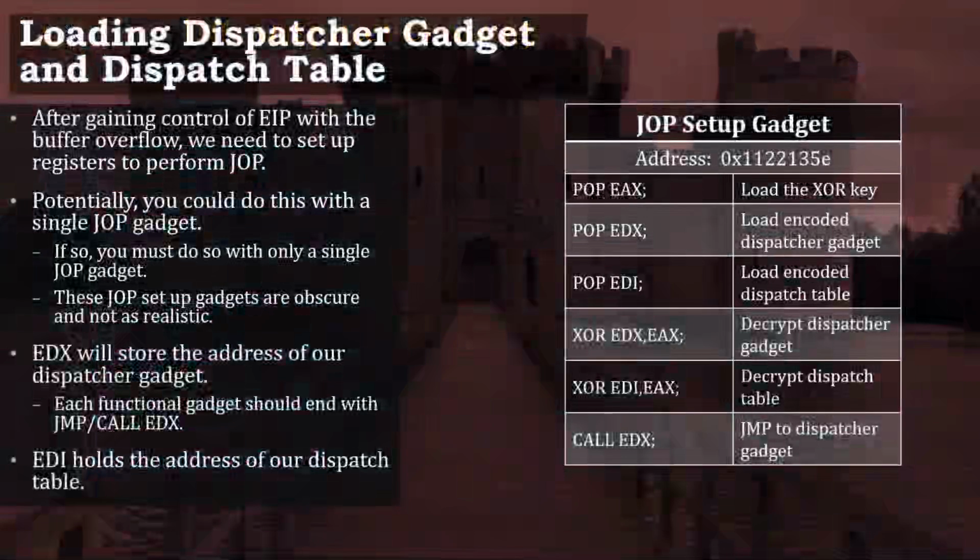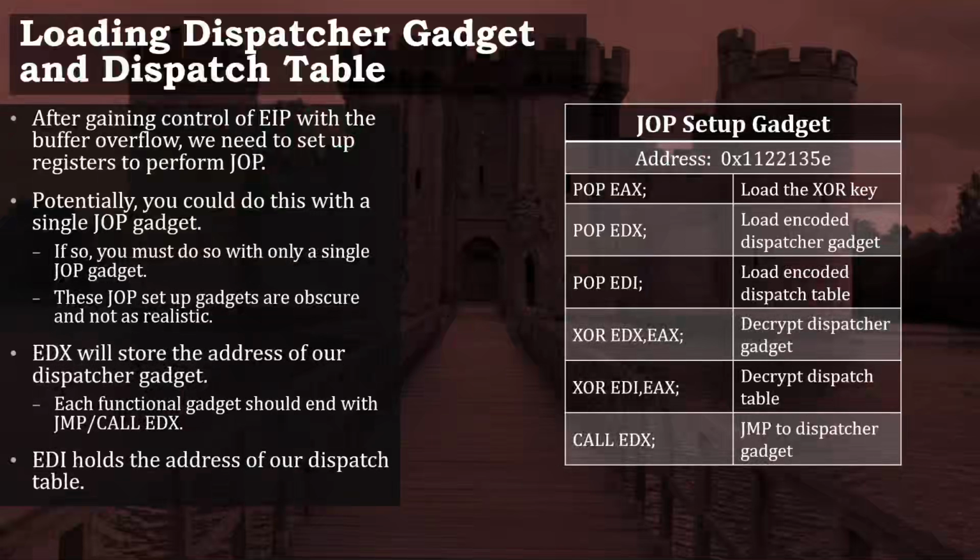When we gain control of EIP, we want to set up our JOP control flow, that register for our dispatcher gadget, and our dispatch table. In an ideal world, we can use a JOP setup gadget, so we are using pure JOP here. However, with JOP, we only have access to one gadget to set everything up, because we don't have our control flow set up to use multiple.